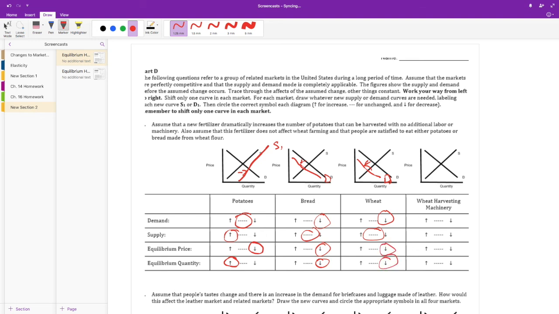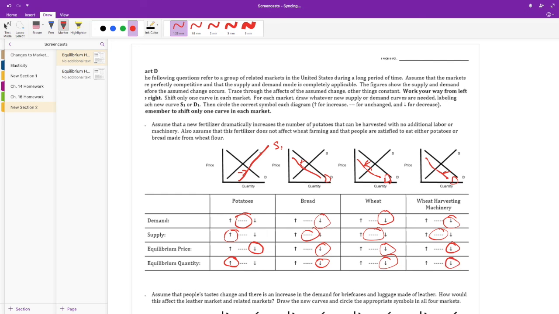And finally, we're harvesting less wheat because people are eating more potatoes now, so we don't need to make that bread. What's going to happen in the market for wheat harvesting machinery? Well, if we're harvesting less wheat, I would expect the market for wheat harvesting machinery to see a decrease in demand. So maybe some farmers are farming potatoes now instead. I would expect demand to go down, price to go down, quantity to go down.